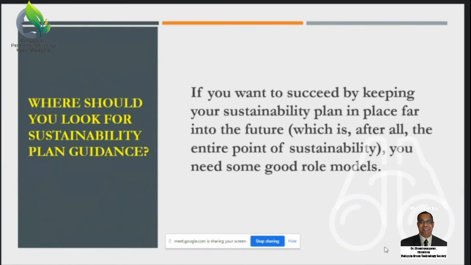If you want to succeed by keeping your sustainability plan in place for far into the future, which is after all the entire point of sustainability, you need some good role models. Remember, the sustainability plan that we are doing is actually for the future. So it must benefit the future generation as well. All right. So if you have short-term sustainability plan, it's not going to help. All right. Sustainability plan must be a long-term plan which can keep on improving, keep on progressing, keep on succeeding in the economic field.